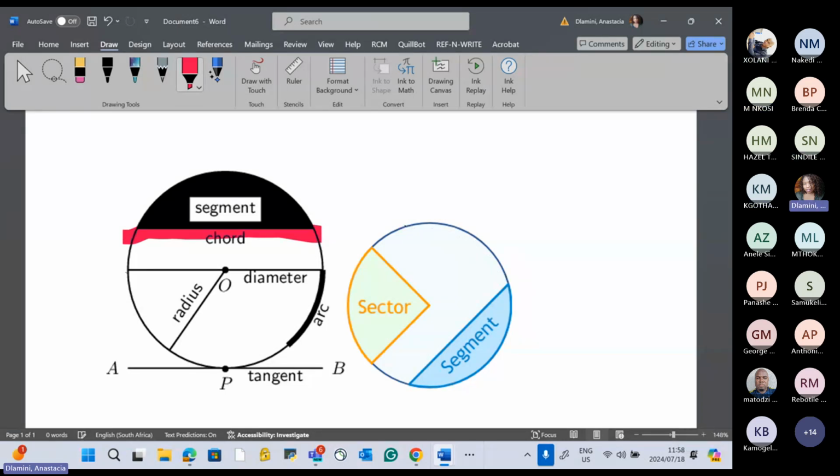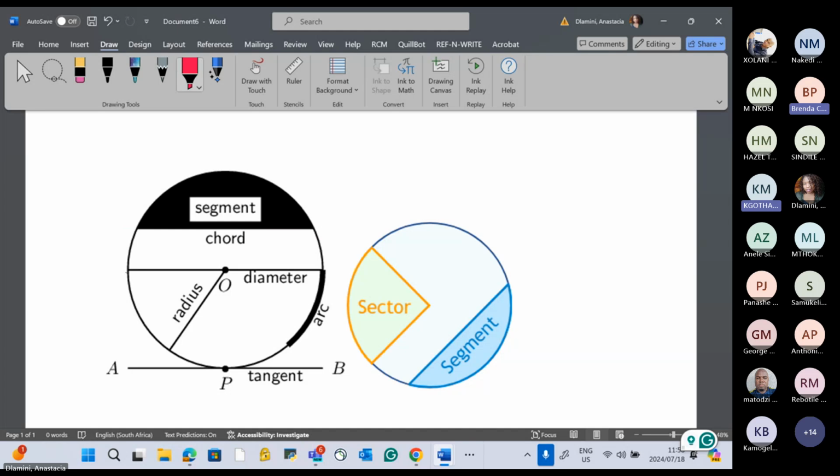Now, if you have two radii, let me remind you, radii. If you have one radius and another radius, and they form an angle theta, that part here is called a sector. This part, where you have the arc, the two radii and the theta, is called the sector. Are we all together? Is this in the mind now?